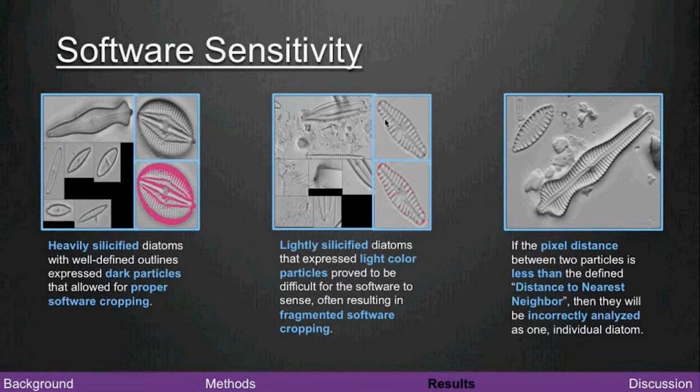Finally, the last image to your right is an example of how two particles have been cropped as one individual diatom particle. And we don't want that because that throws off the total diatom count.